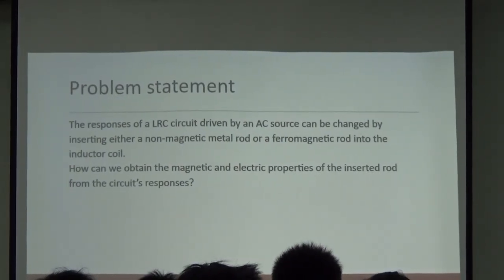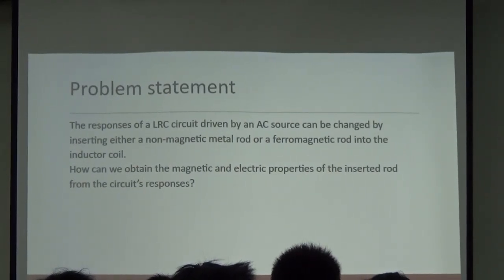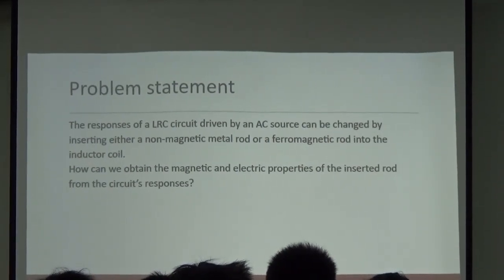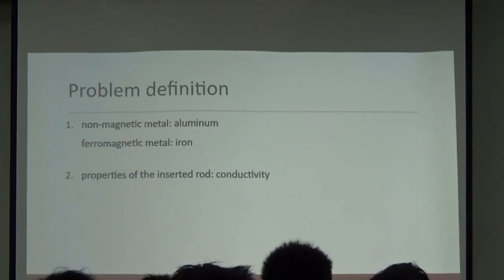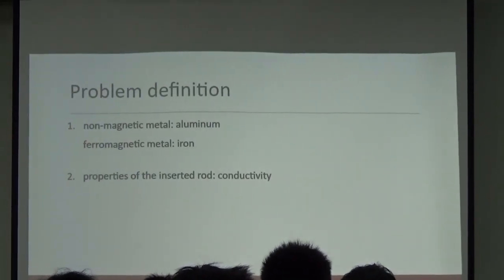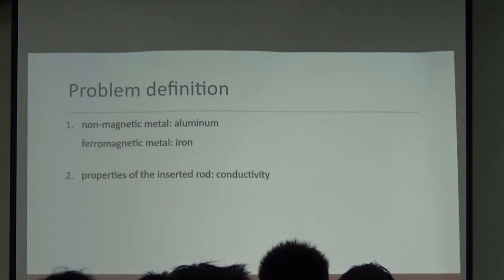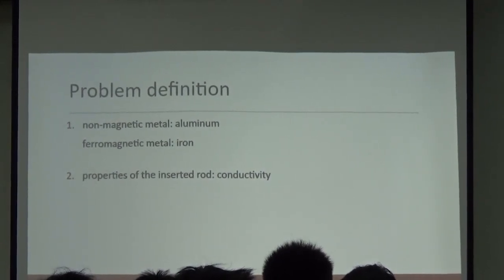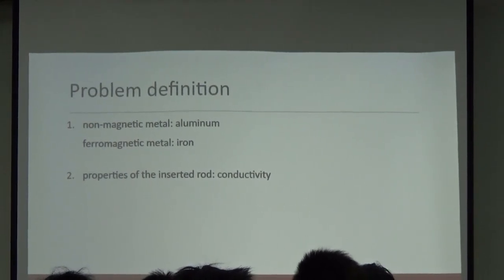Feed a non-magnetic metal rod or ferromagnetic rod into the inductor coil. How do we obtain the magnetic and electric properties of the inserted rod with the circuit responses? This is a problem definition. First, for the non-magnetic metal, we chose aluminum, and for the ferromagnetic metal, we chose iron. Second, for the properties of the inserted rod, we want to know more about the conductivity.